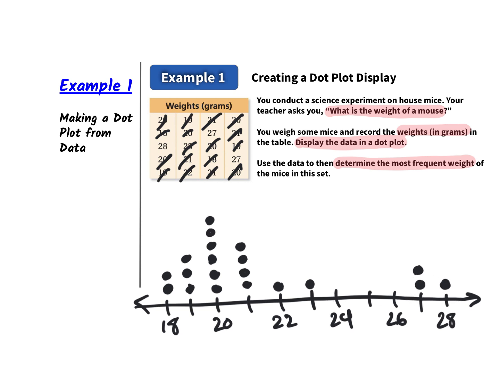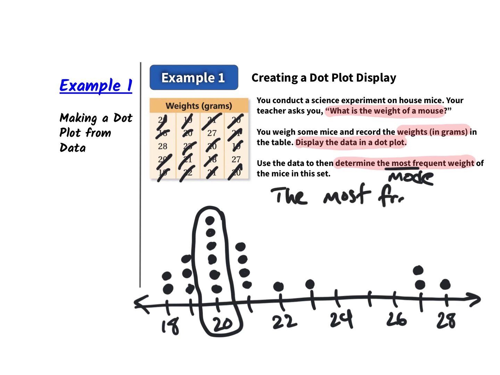Everything looks good. We just have to answer this last question, which is to use the data that we see to determine the most frequent weight. Most should make you think of mode. I'd like you to underline that and write the word mode over here. Okay, which one is the mode? The one with the most dots. Therefore, the most frequent weight is 20, and then write grams because it was weighed in grams.